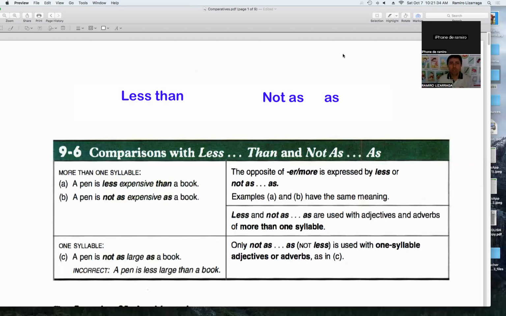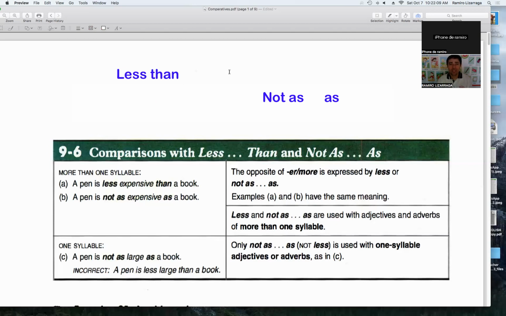No, today we're going to be working with the vocabulary that you see on the screen, which is less than and not as. Okay. Let me tell you something about less than. Less than is not used with adjectives or adverbs that have one syllable.